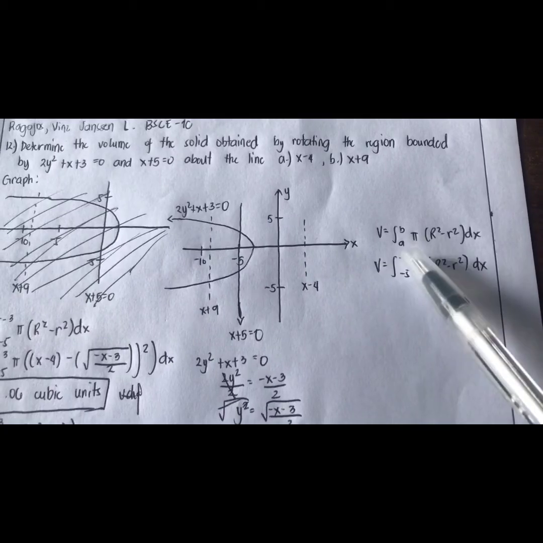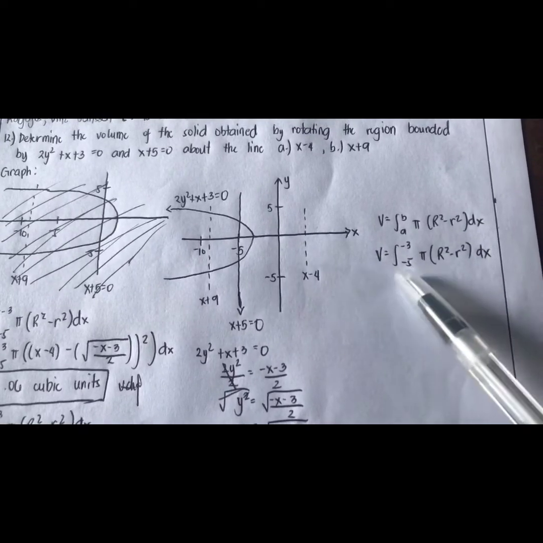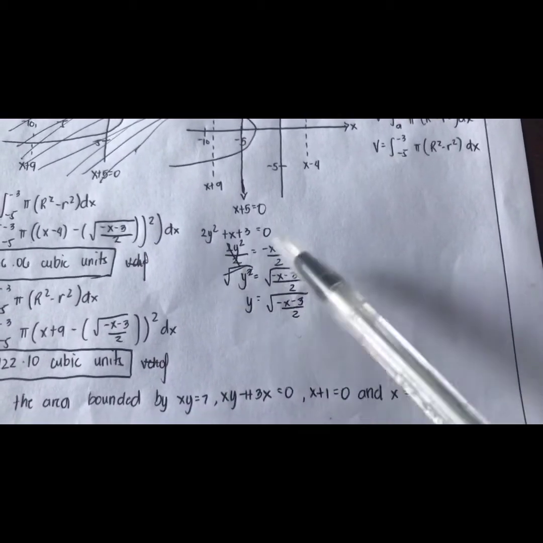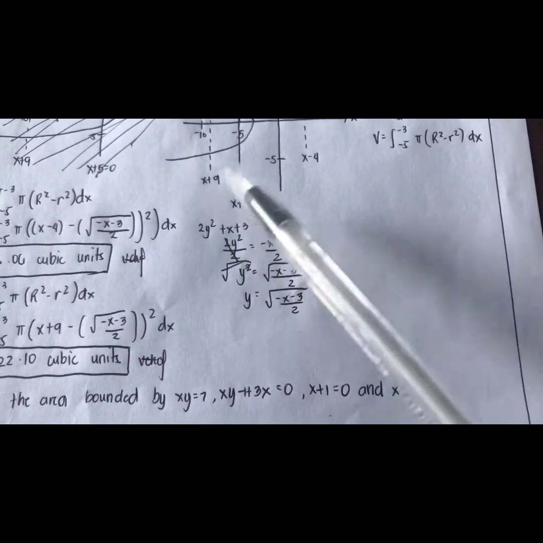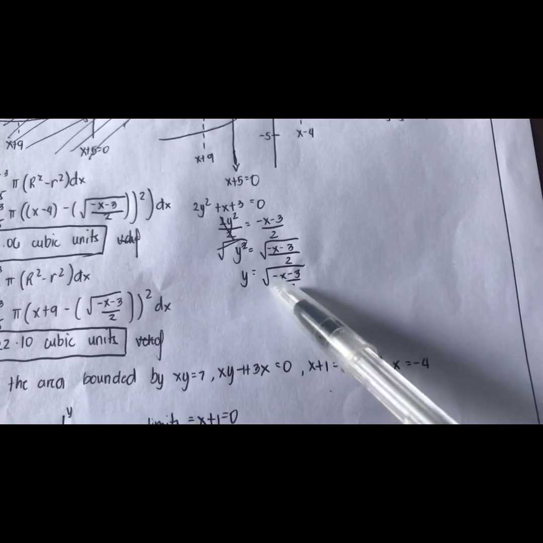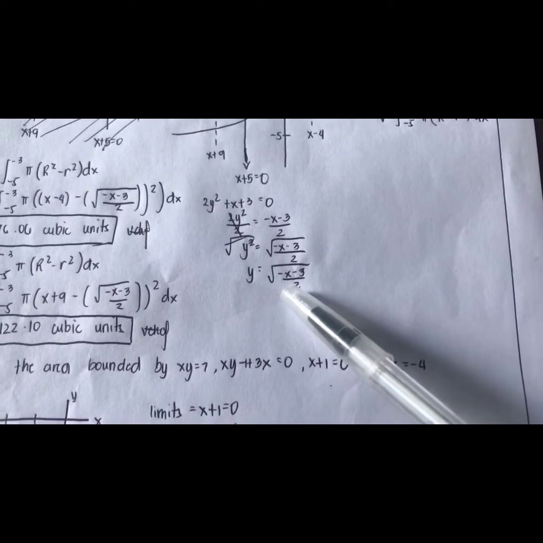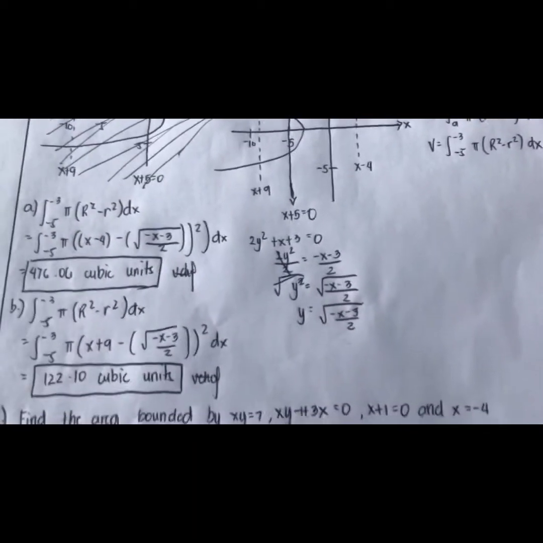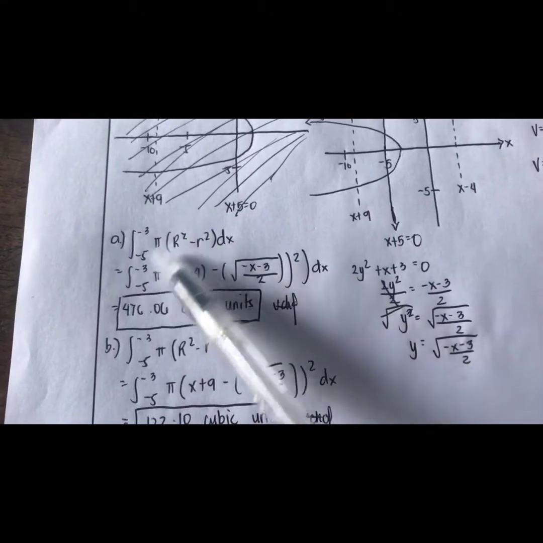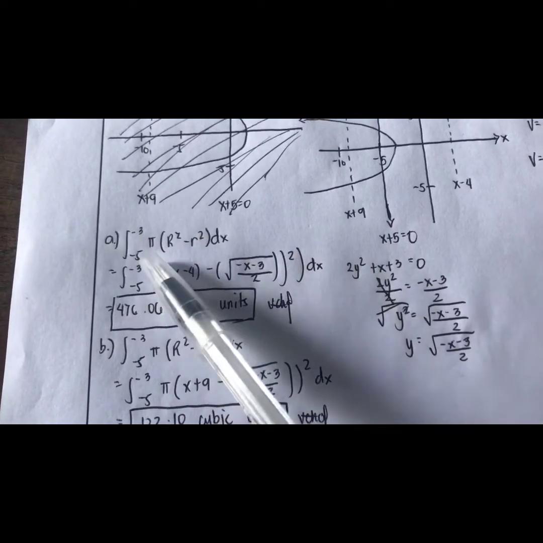So V is equal to the integral of pi, the quantity of outer radius minus inner radius dx from negative 5 to negative 3. The next step is to solve for y using this equation, 2y squared plus x plus 3 is equal to 0. So we will have y is equal to the square root of (negative x minus 3) over 2. This will be the value of our inner radius. So for letter A, we'll have the integral of pi times the quantity of outer radius minus inner radius dx from negative 5 to negative 3.